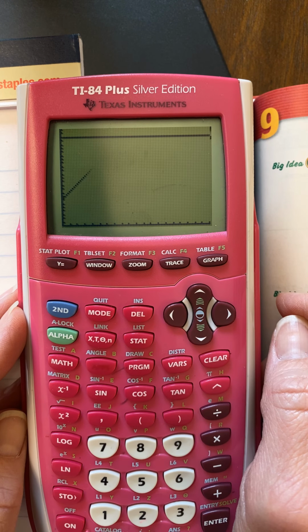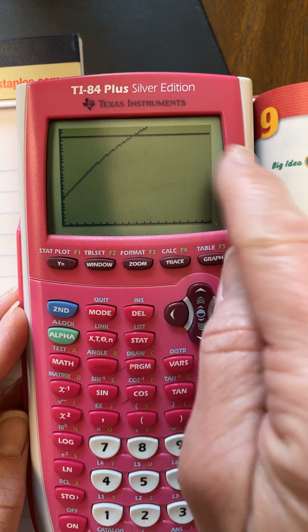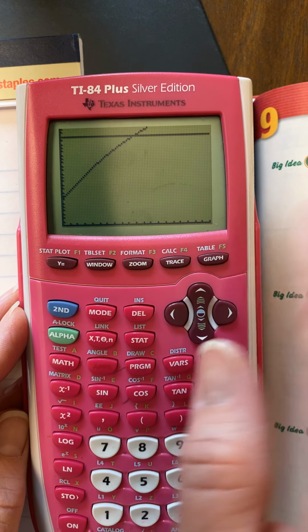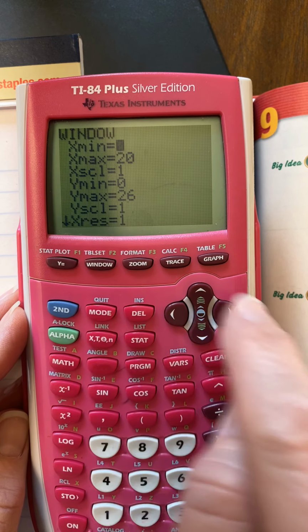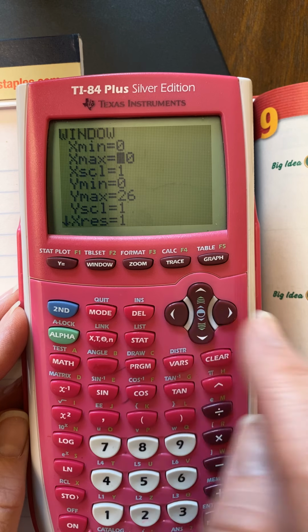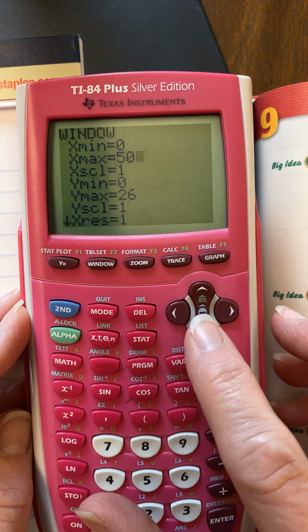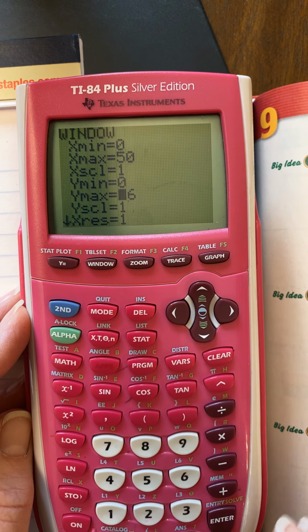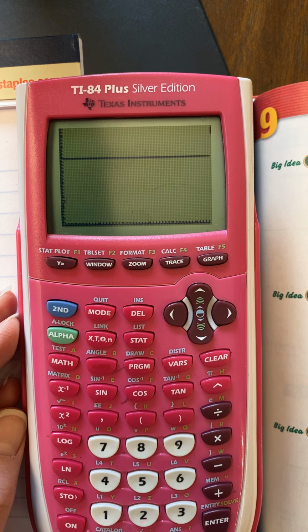There's my y equals 24. Here goes my sales. All right, great. Do you see how I can't see the rest of it? That's fine, that happens all the time. Go back in your window. I need to see a little bit more of my x, so I'm going to take this out to, I don't know, how about 50? And I don't really like that I can't see the upper part of this, so I'm going to go up to 35. These are all just guesses. So let's graph this again. There we go. We get a little bit better picture.